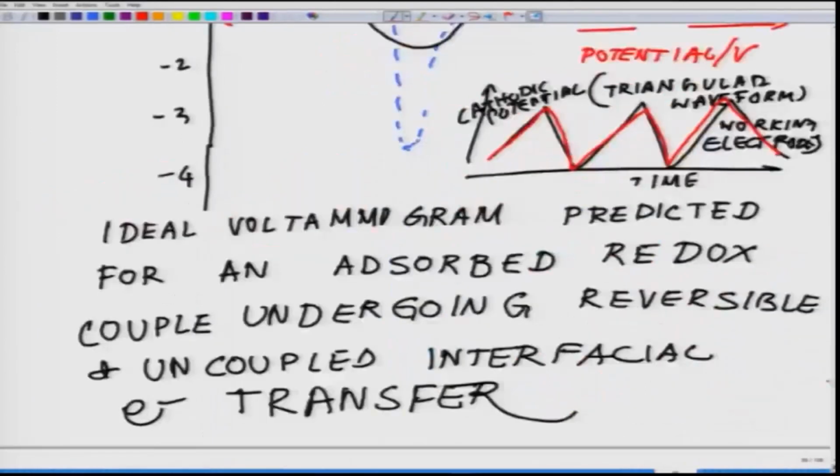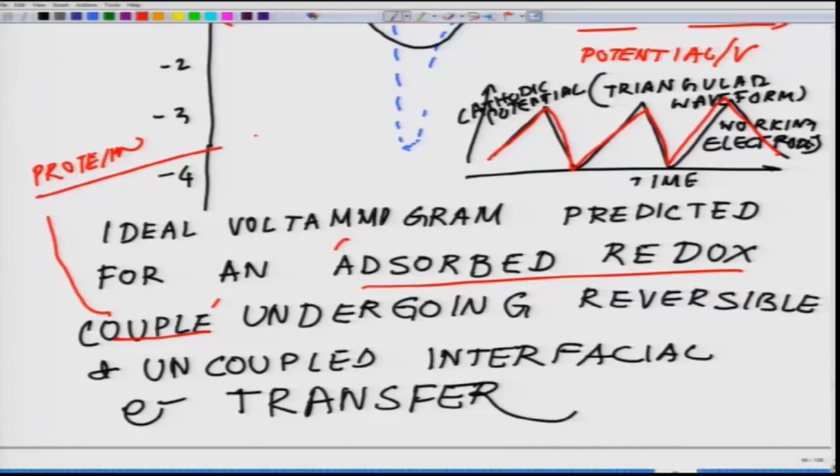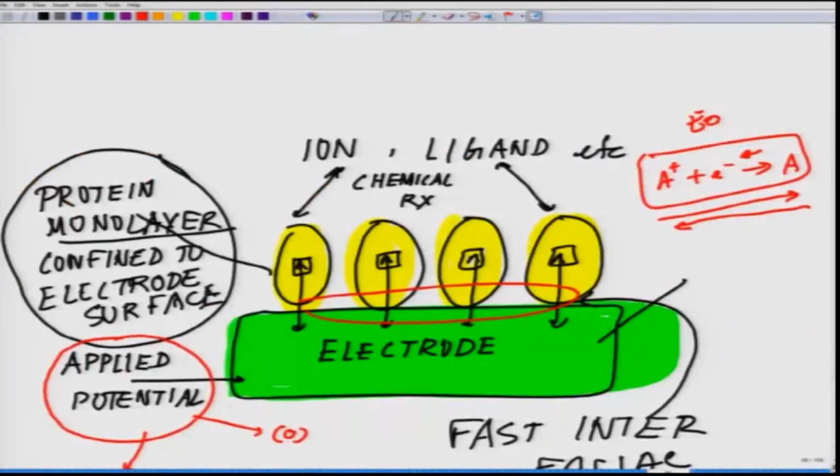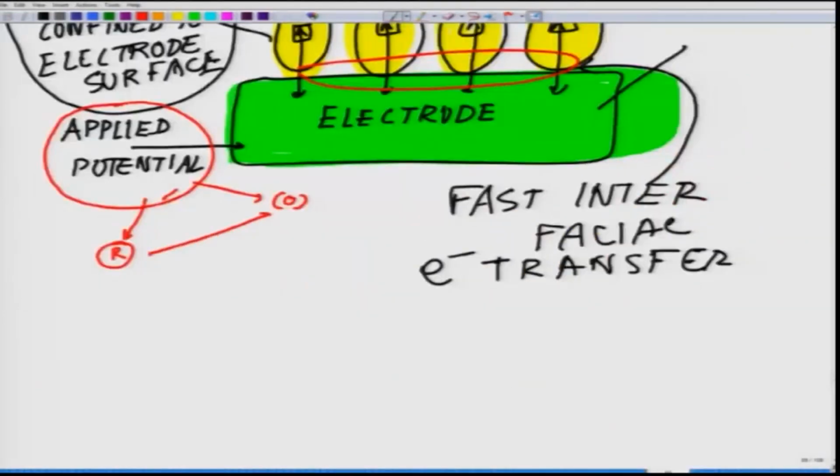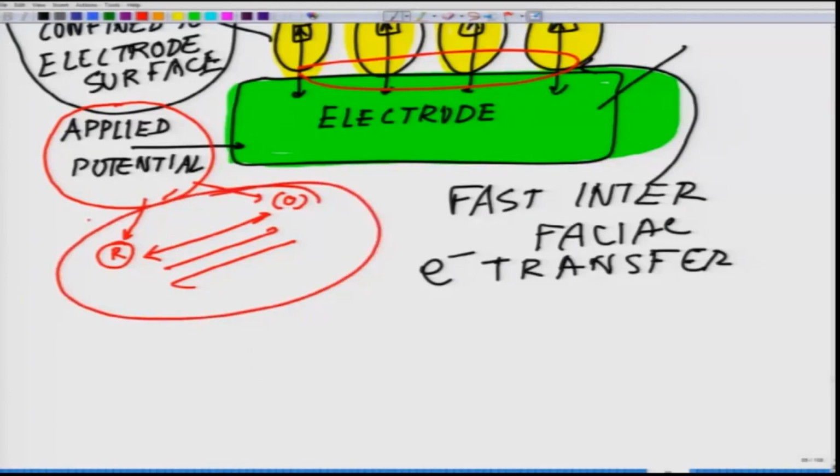This is essentially an ideal voltammogram predicted for an adsorbed redox couple. Here the redox couple is your protein, in this case we are talking about the protein, undergoing reversible uncoupled interfacial electron transfer. So, the electron transfer is happening out here, and this applied potential could allow it to go reversibly in the forward as well as in the reverse direction. Okay.